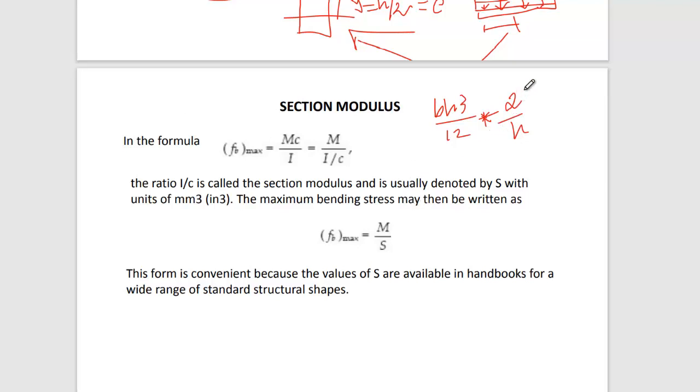Yes, sir. Okay. So that time you get 6 and you get 2. So this I by c for the rectangular area is b h squared by 6. This value they call S, that is called the section modulus. It's up to you. You can use the section modulus or you can directly use the regular practice. Do you understand? Sometimes they call it f_b max equals M by S. This is usually applied when they want to calculate the maximum stress at the extreme fiber, the edge fiber stress.